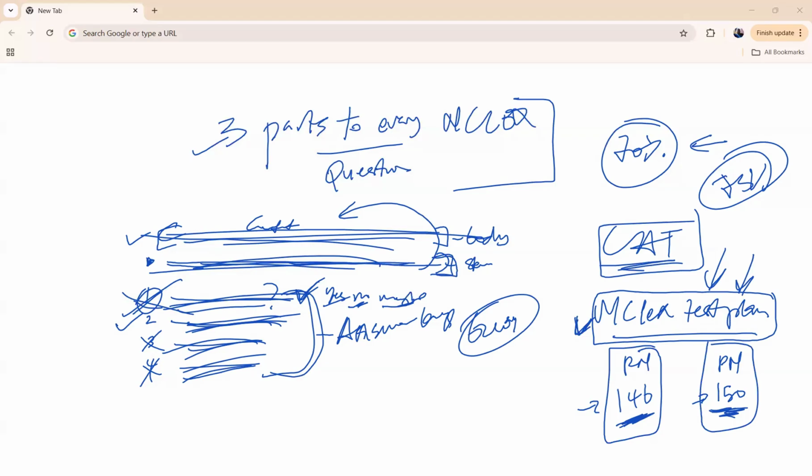So if you are doing the NCLEX-RN, get the NCLEX test plan for RN and study the content. If you are doing the NCLEX-PN, get the content for the NCLEX-PN and study the content as well.